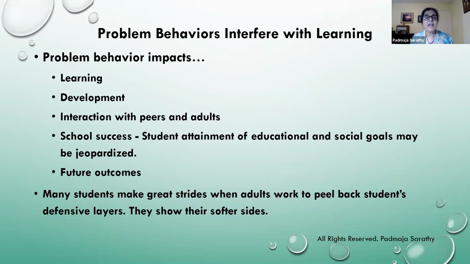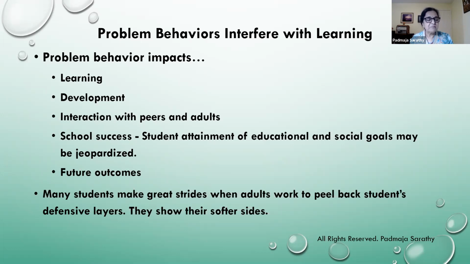So problem behaviors, we all know that it interferes with learning. It interferes with the students' learning in a variety of areas: cognitive, communication, social emotional behavior, and how to interact with peers. And especially with younger children, it really puts them on a kind of trajectory that impacts them more or less throughout their school life. So we have to start addressing behavior issues positively from early years.